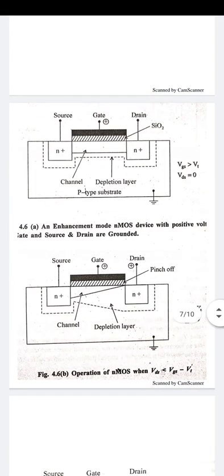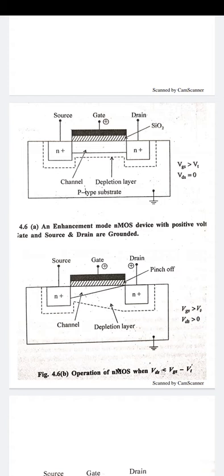But when we apply the positive gate voltage and at the same time apply a drain to source voltage more than 0 volts, VDS is increased and the potential drop across the channel reduces the voltage between the gate and the inversion layer near the drain terminal. Thus the voltage between the gate and points along the channel decreases from VGS at the source end to VGS minus VDS at the drain end.